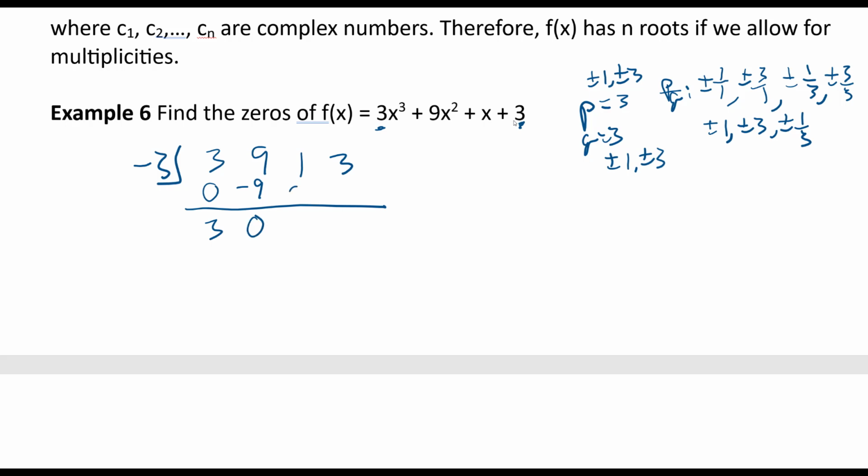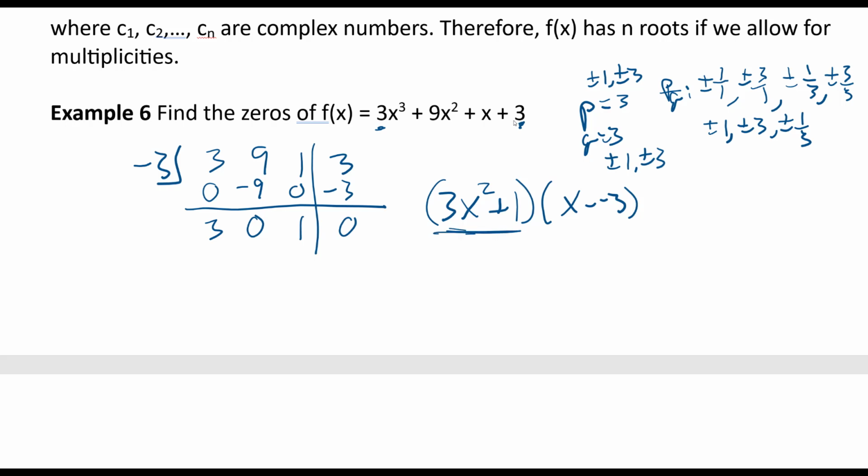Negative 3 times 0 is 0. 1 plus 0 is 1. Negative 3 times 1 is negative 3. And then we get a 0. Look at that. It's a 0. So what's left is 3x squared plus 1. That's a factor. And then x minus negative 3 is a factor. I know we're looking for zeros, so negative 3 is a zero.